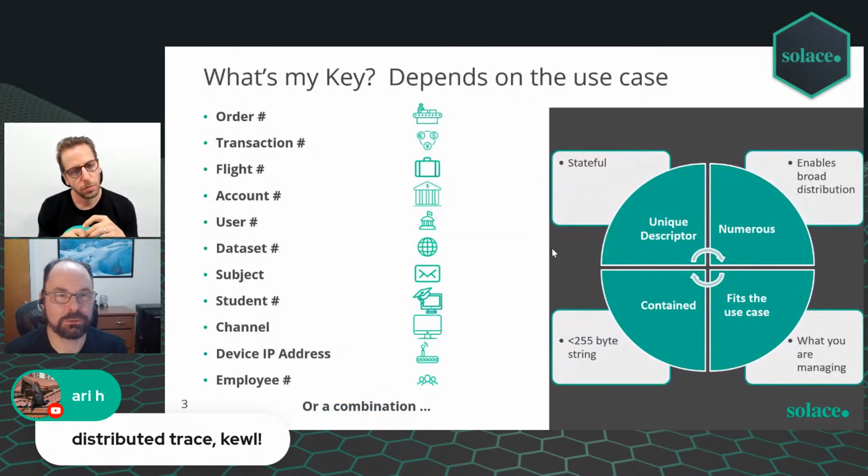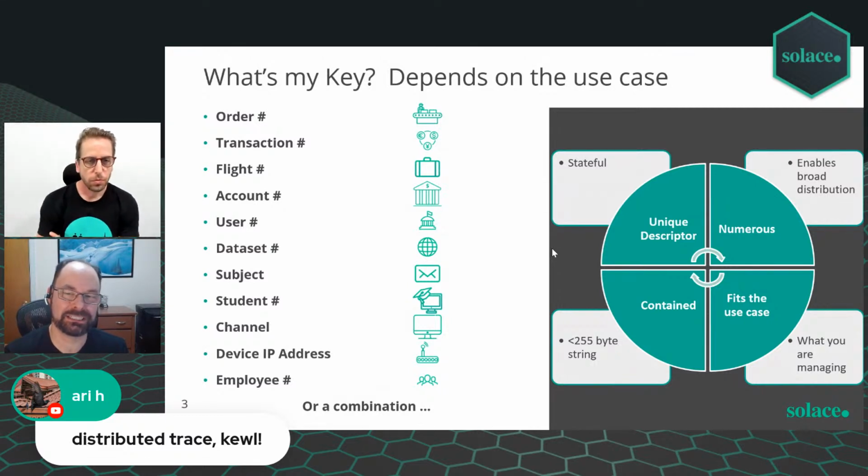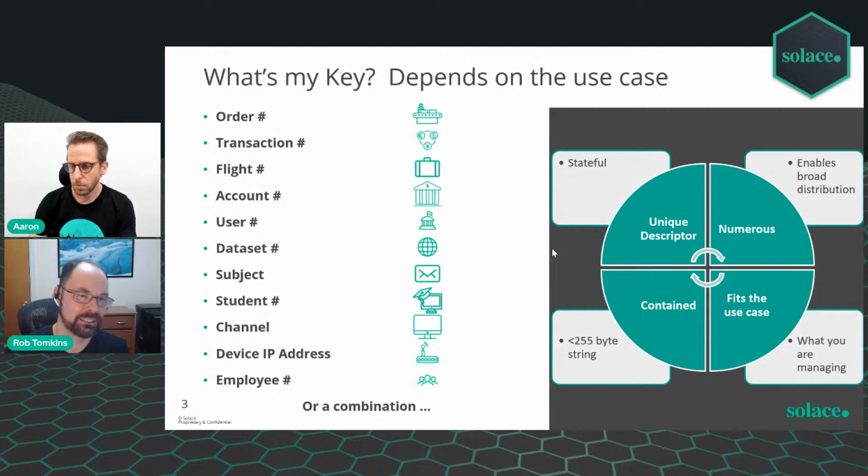When you're actually looking at a key, what you're trying to get to is something that is unique. It's numerous, so you've got a large number. It fits the use case of what you're trying to manage, and you can contain it within a 255 byte string, which is a huge value. I've got a huge number of examples here, and you can even put an IP address with an employee number or whatever together to create a whole new context here. But really, for partition queues, you're looking at the use case where you're talking a large number of keys.